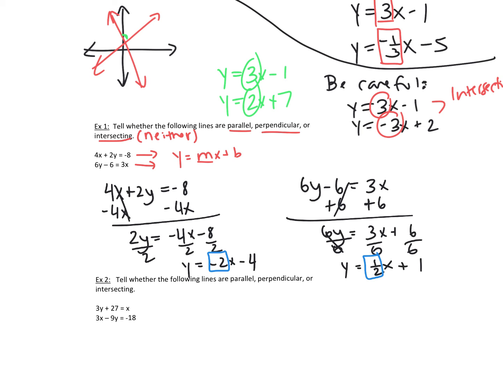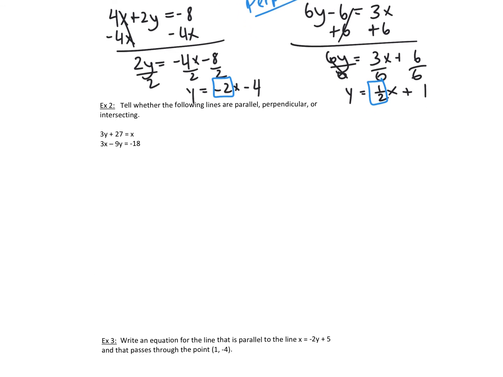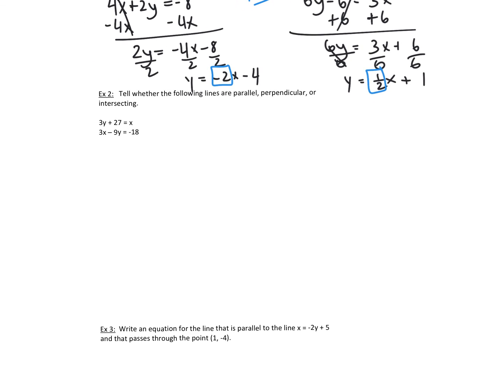I compare these. They are opposite signs, and they are reciprocals of each other. 2 over 1 flips to become 1 over 2. That tells me that the lines are perpendicular. I can only do this after I've isolated y. I'm going to do another one. Example 2. Pause the video and you try this by yourself.